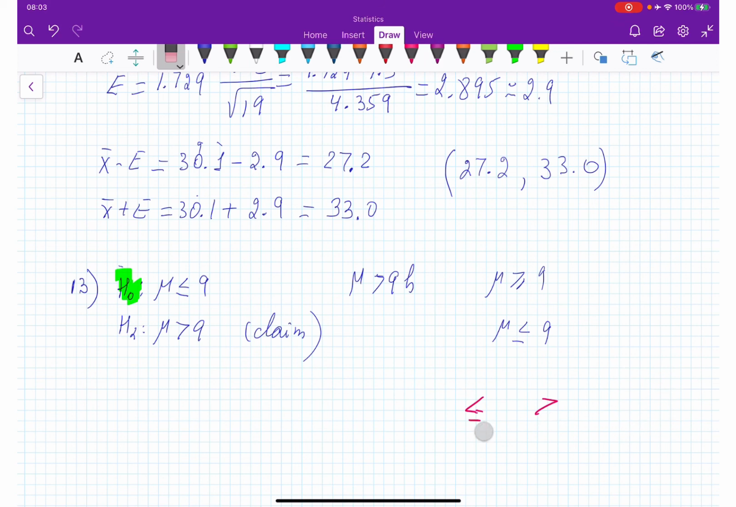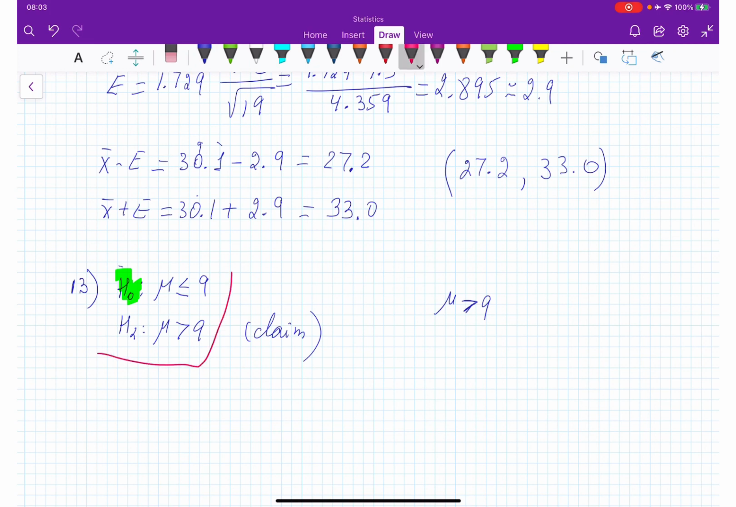So let me clean this, not to have a mess. Okay, so what do we need to do? We need to put the claim. The claim is going to be mu is greater than 9. And accordingly, the correct null and alternative hypotheses are going to be this. Okay, and the claim is our alternative hypothesis.